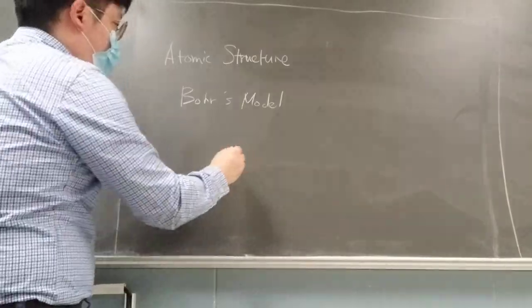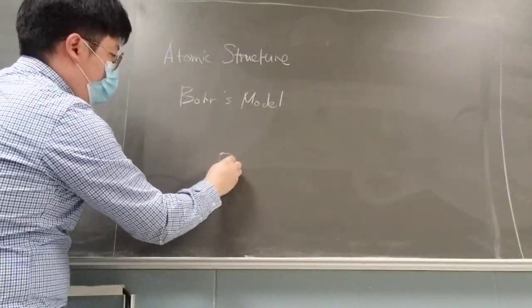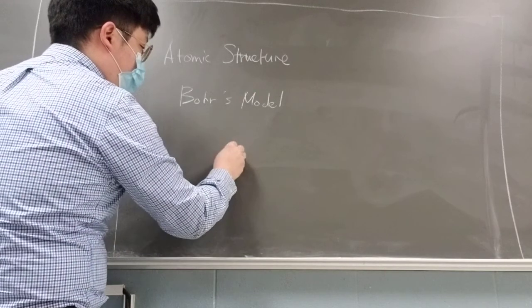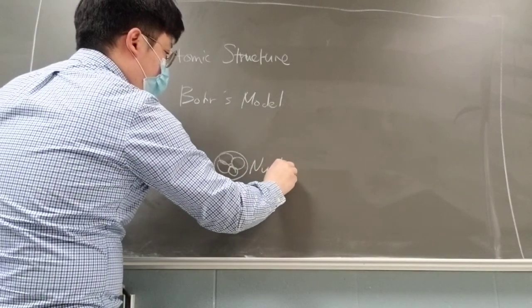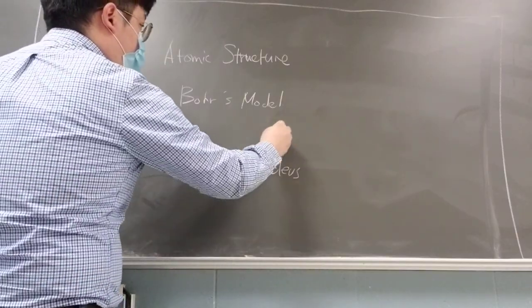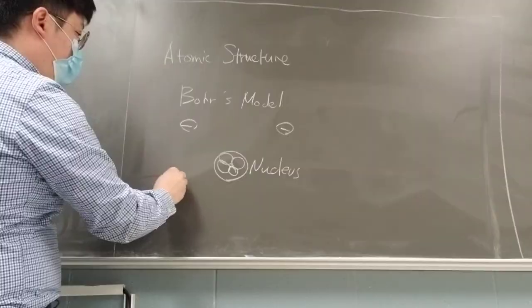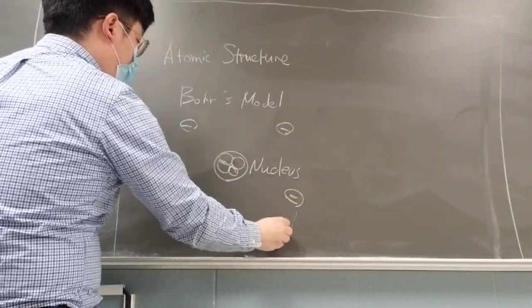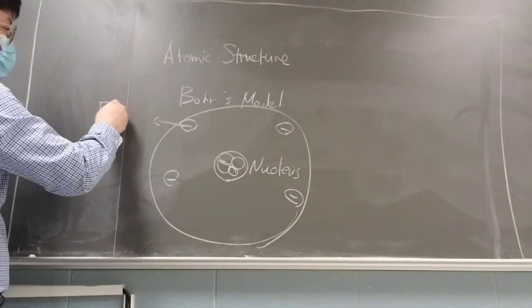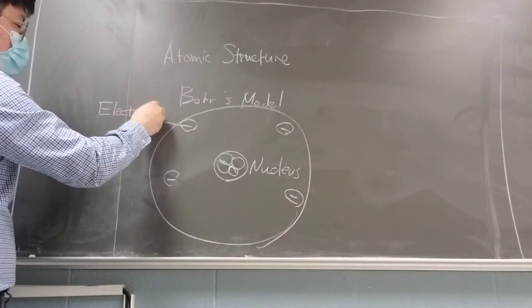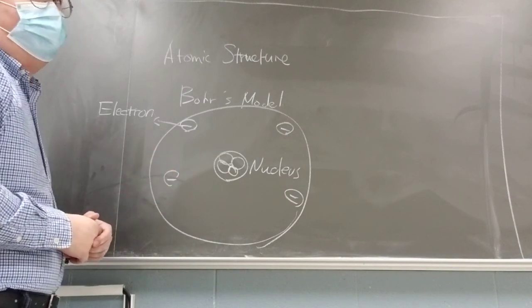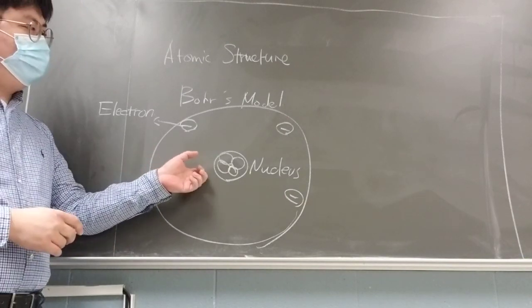Okay. Here, that means you have some very dense material located at the center of your atom. We're going to call this the nucleus. So it's in the center of the atom, and then you're going to have some particles moving around the nucleus in this atom. Those are the electrons.